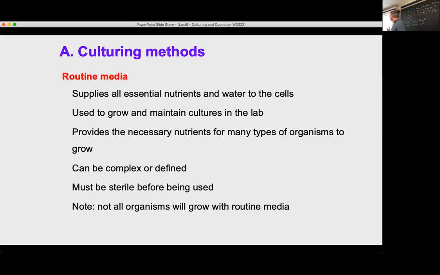Media always has to be sterilized before being used. And like I was saying earlier, not everything can grow on routine media.